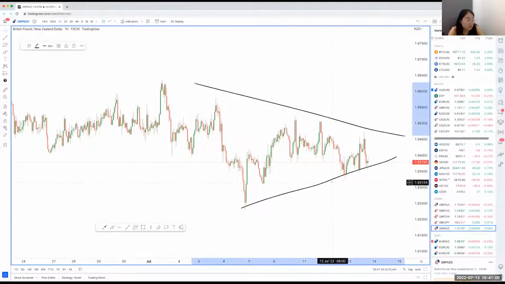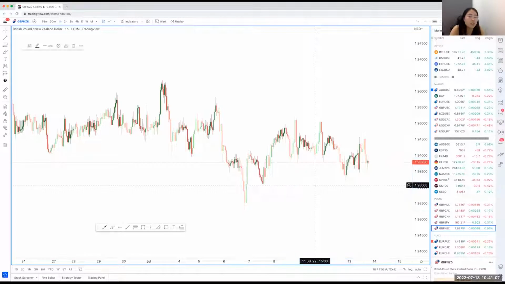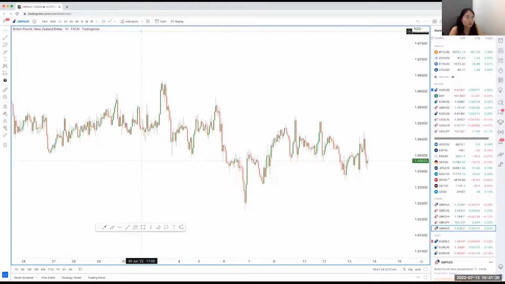There are two strategies that I will be showing you. The first one is to use correlation. Look at the chart that we chose, GBP NZD. Can you let me know in the chat box, what forex pair is closely related to GBP NZD?